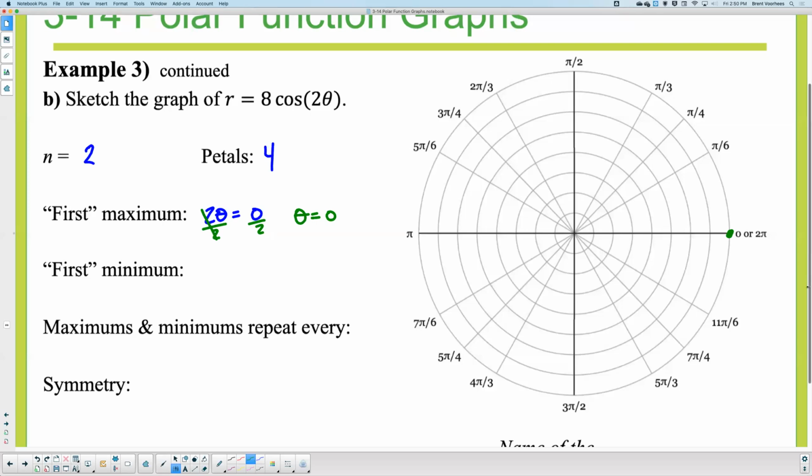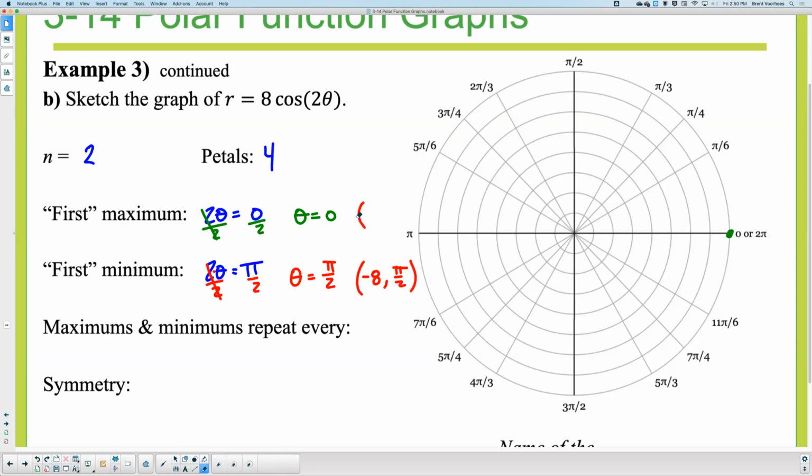Where would cosine's first minimum occur? Cosine's first minimum is supposed to occur at pi. So how you'd solve this, you'd say 2 theta equals pi, and now we solve for theta. How to get theta by itself? Divide by 2. That means at theta equals pi over 2, we have its first minimum. Now, what's the minimum of this graph? Negative how much? Should be putting this in parentheses. Negative 8 at pi over 2.